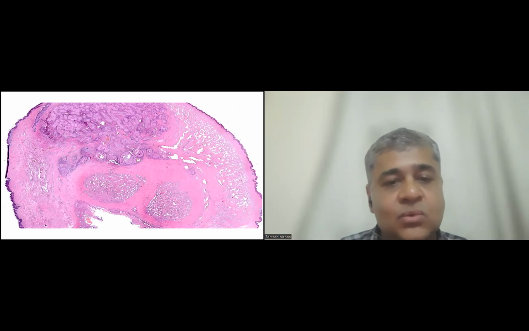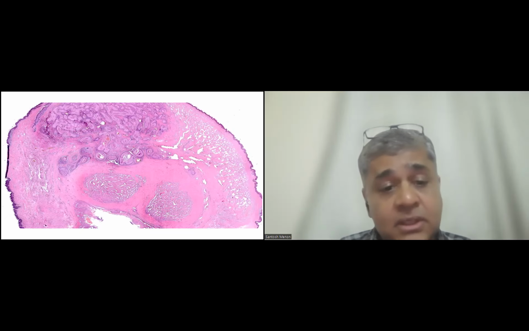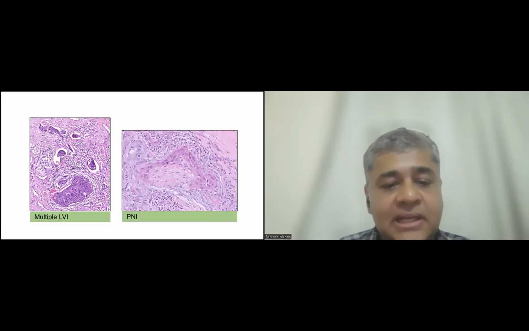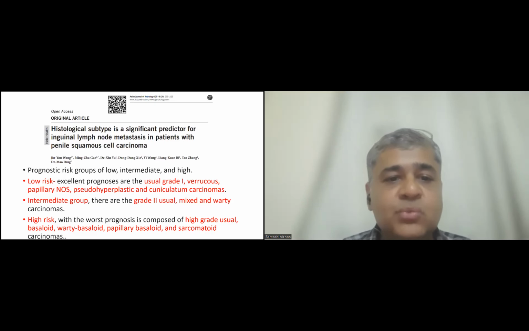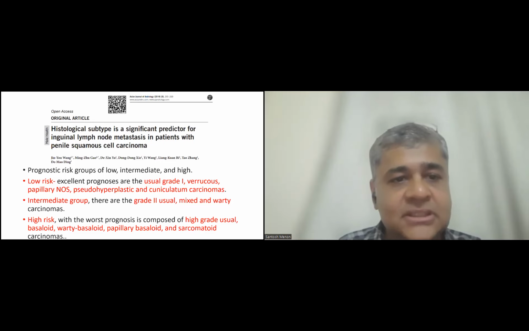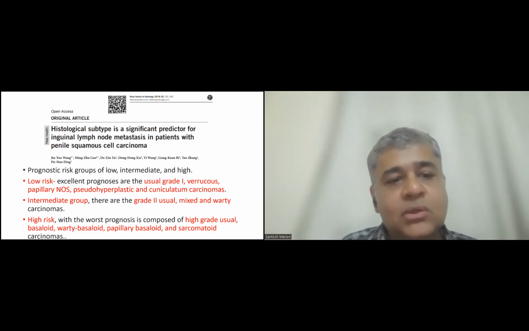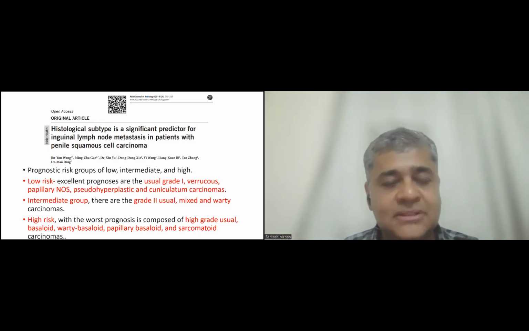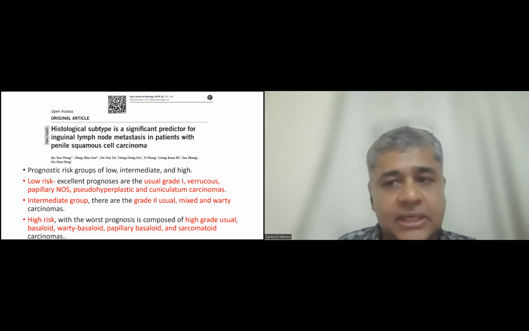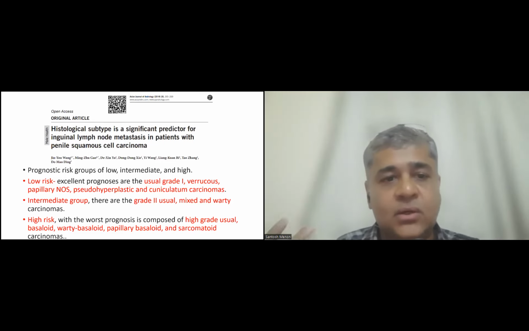When we see this whole mount, you can see the tumor, which is looking very keratinized and differentiated, going into the tunica albuginea, infiltrating the tunica albuginea superficially. So patterns of invasion, multiple LVI and PNI are all prognostically important. So where does it leave the histological subtype? There are so many other prognostic factors. So people have studied and put them into low-risk, intermediate-risk, and high-risk groups. There is not a standard practice, but there is an understanding that grade 1 verrucous, papillary, pseudohyperplastic, and cuniculatum are a low-risk variety or low-risk subtype.